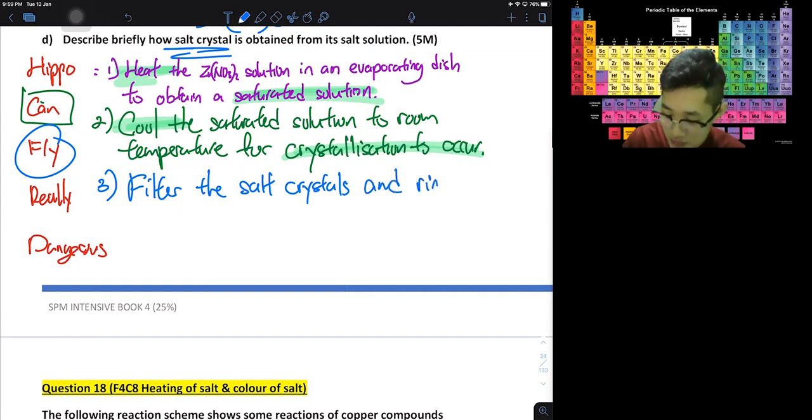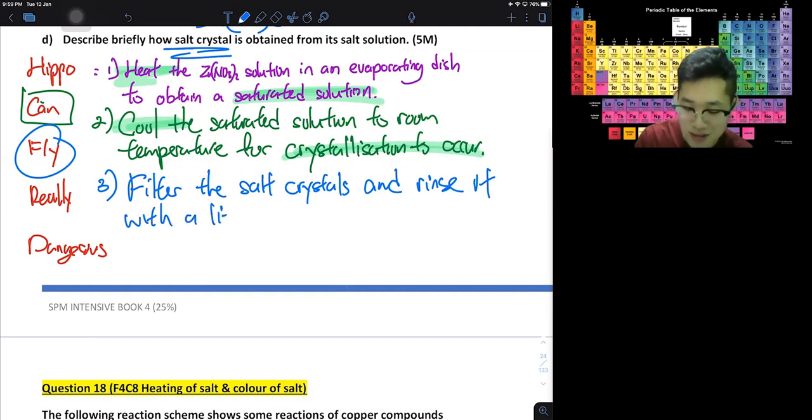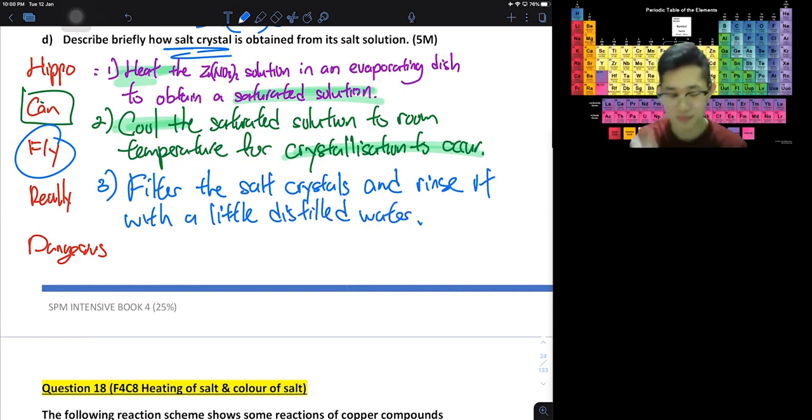And rinse it with a little distilled water. So this is what we do. We got the salt crystals already. We filtered it, just like that. You can even write filter with the filter funnel and filter liquid, but normally we write filter and rinse together.